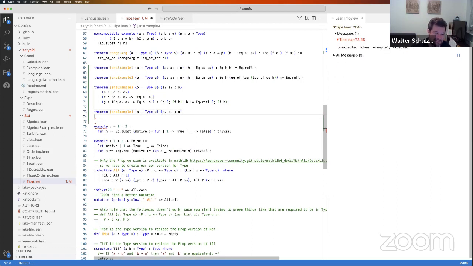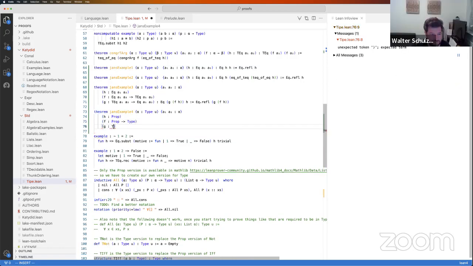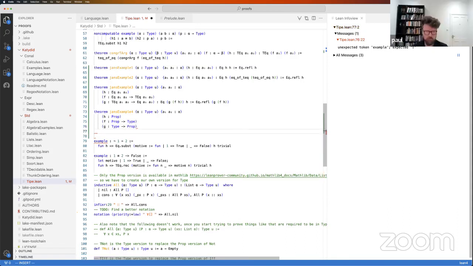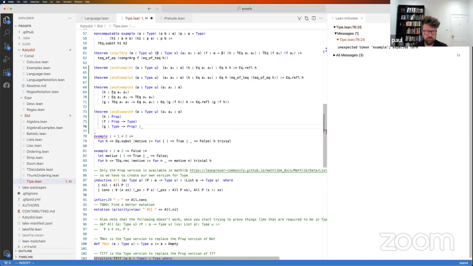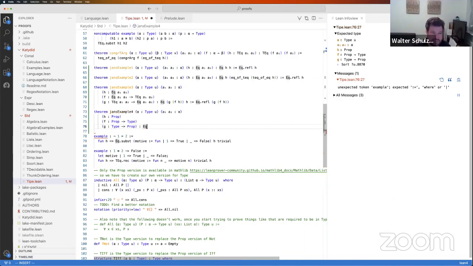Yeah, so basically take the top one. H is Prop, and then F is Prop to Type, and G is Type to Prop. And then we're going to show, so colon, and then EQ, GFH.